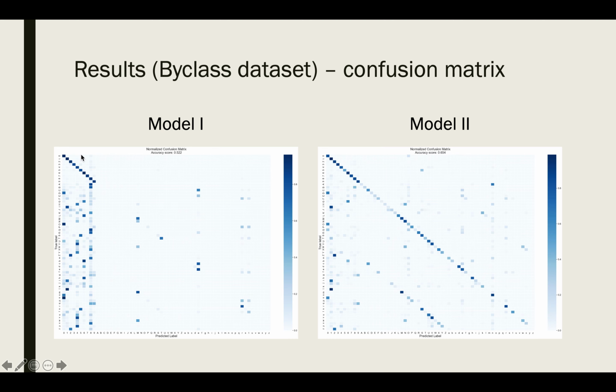But for model 1, we can see that the model has performed well for the digits, but not for the letters. The reason is that in the by-class dataset we have a lot more data and samples for the digits compared to the letters. This model has tried to learn the digits better compared to letters, and that is why it has performed very well for digits, but we don't see the same performance for the letters.